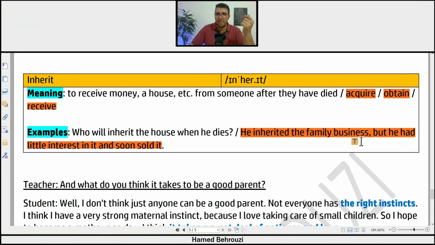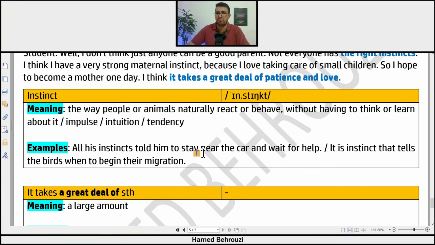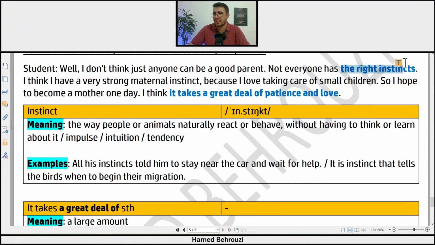He inherited the family business, but he had little interest in it and soon sold it. Something that sometimes happens with the family businesses. Okay, only the last paragraph to go. The last paragraph only has 2 sections. One of them is the right instinct. I explained the word instinct. It's like the tendency, intuition, impulse.